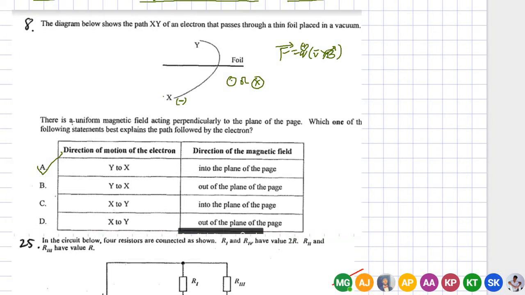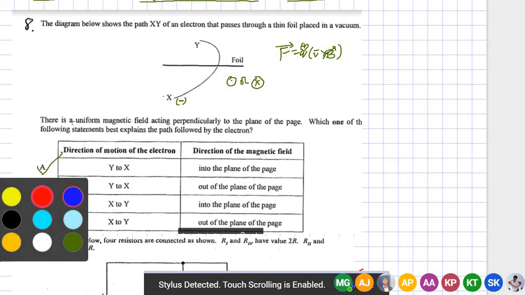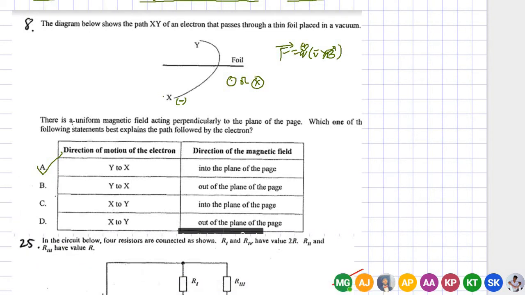So electron will be having a negative charge. So make a note of that negative charge on this. That passes through a thin foil. So now you should start wondering, why have they mentioned that it passes through a thin foil? What role does it have to play in the motion of the electron? It is placed in a vacuum, so there is no other particle in this region which can slow it down except the atoms present in the foil.